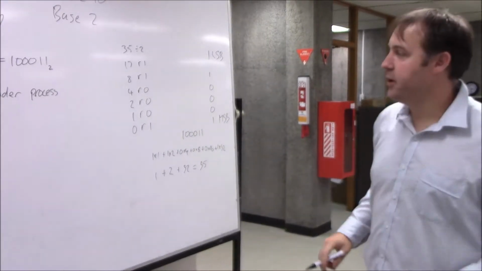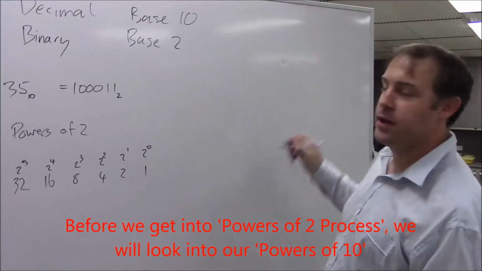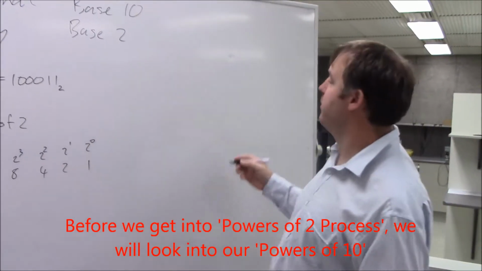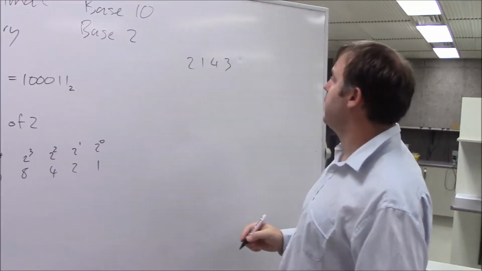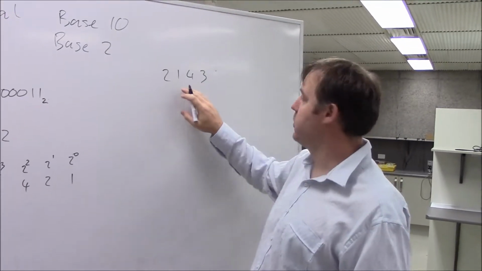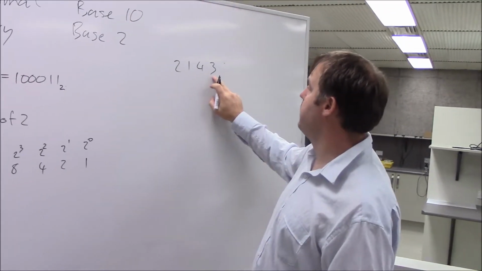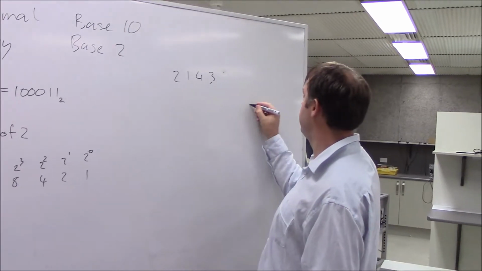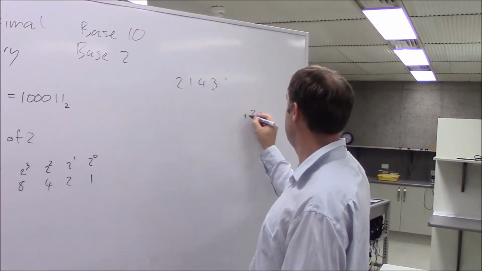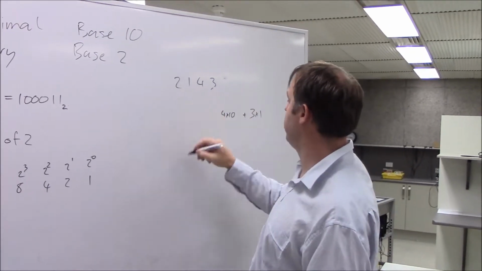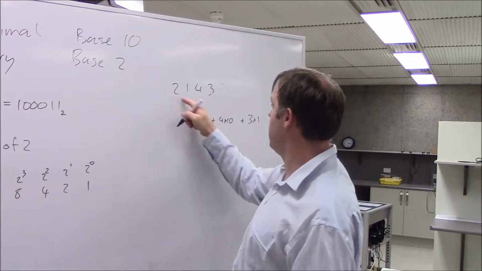Now the other process is the powers of 2 process with a decimal number. They call it the place value system. You've got to pick a number. 2,143. Now I purposely chose all the digits to be different so I can talk about each one. So what this really means is I've got 3 lots of 1. I've got 4 lots of 10, which makes it 40. I've got 1 lot of 100. And I've got 2 lots of 1,000.